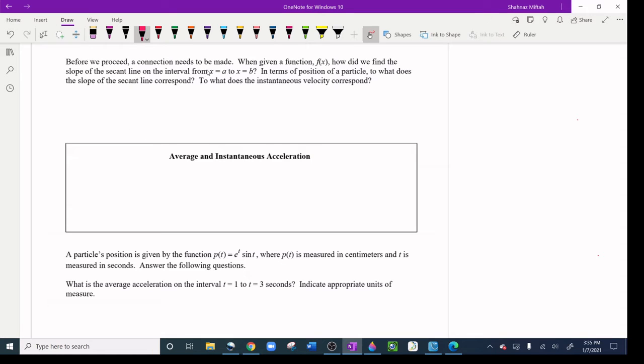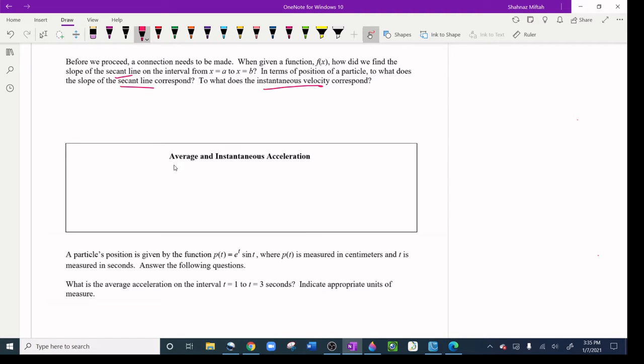Before we proceed, a connection needs to be made. Given a function f of x, how did we find the slope of the secant line on the interval from x equal a to x equal b in terms of position of a particle? To what does the slope of the secant line correspond? To what does the instantaneous velocity correspond?